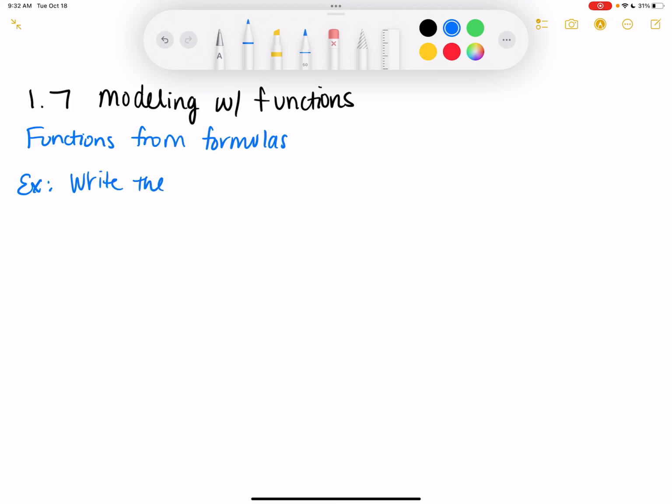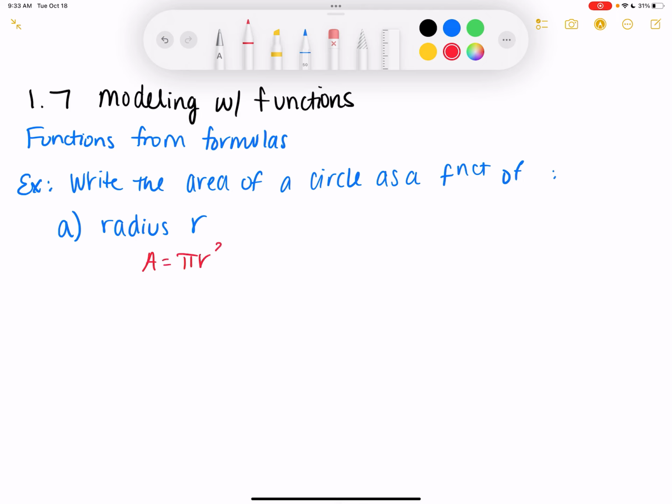Write the area of a circle as a function of whatever's listed below. So radius r. What is the area of a circle with radius r? Area equals pi r squared.